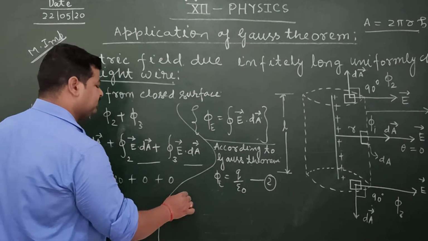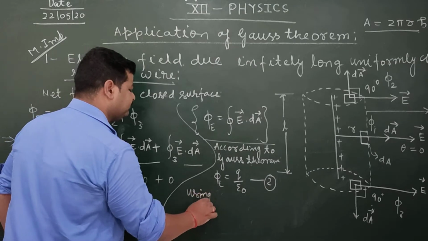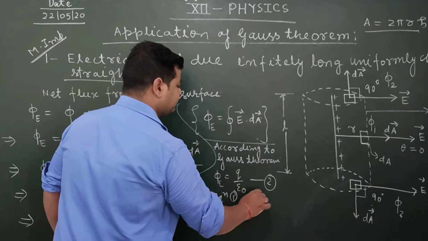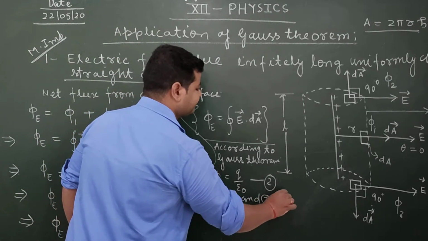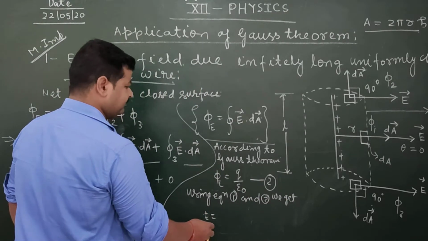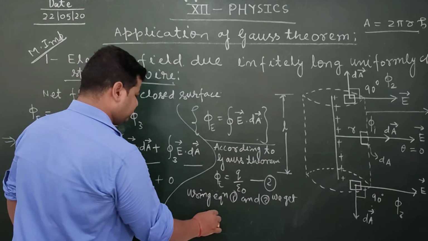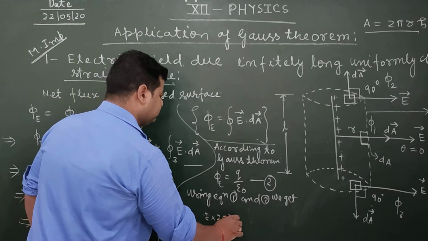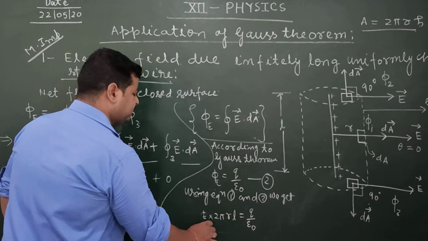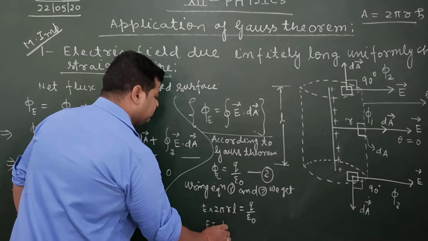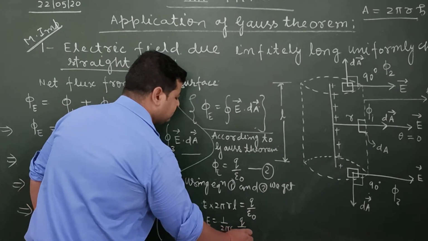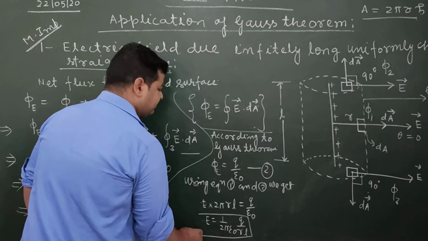So using equation first and second, we get E into 2 pi r L is equal to Q by epsilon naught. So here we write E is equal to 1 upon 2 pi epsilon naught times Q by r L. This is the expression of the electric field.